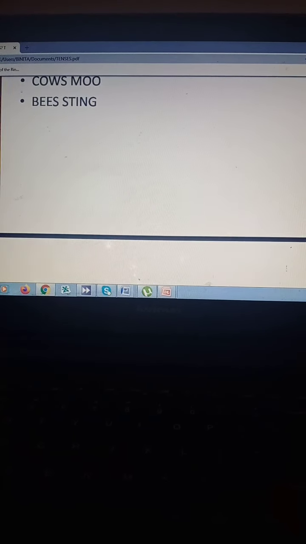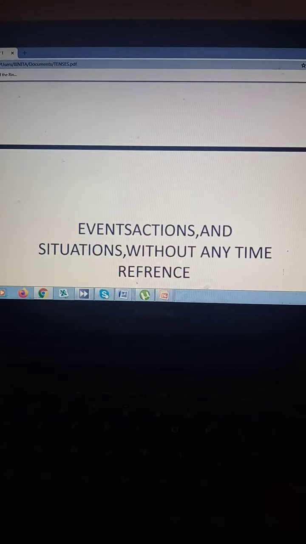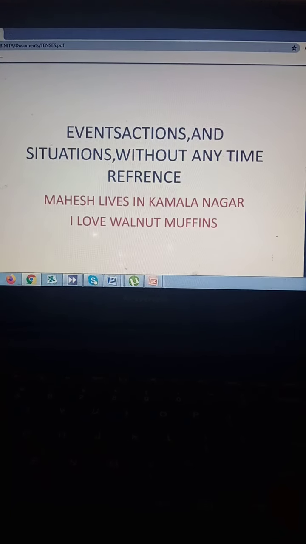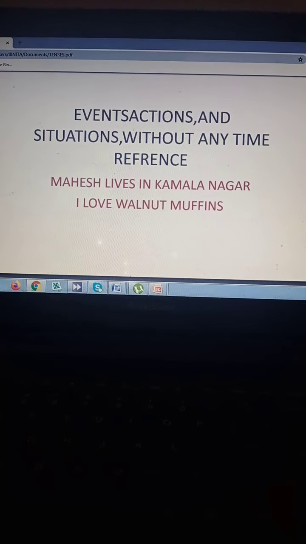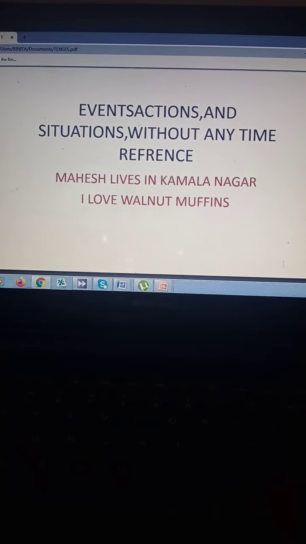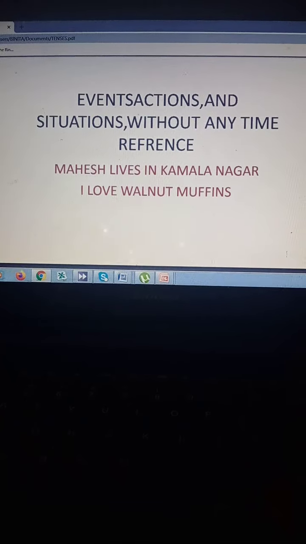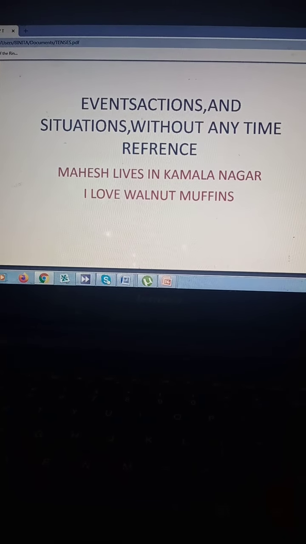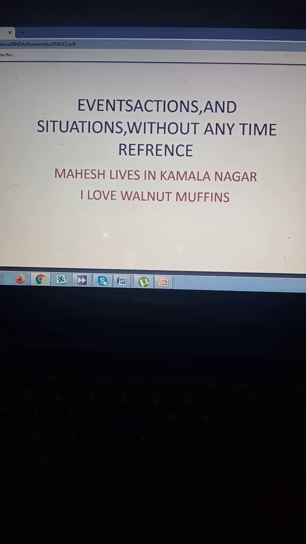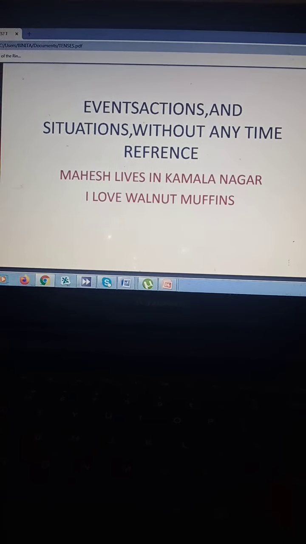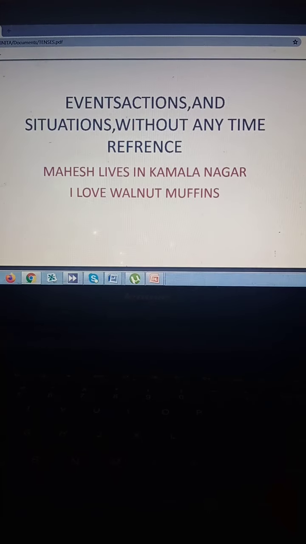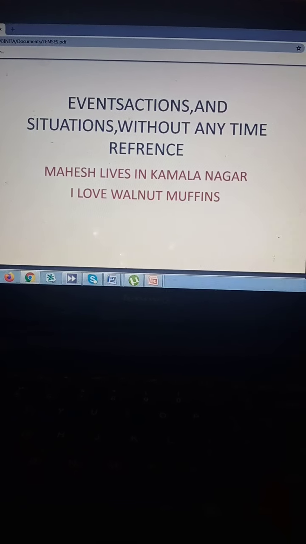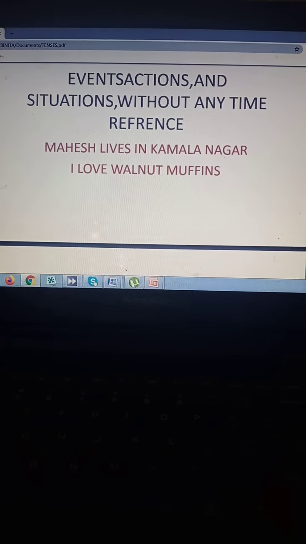Next, events, actions and situations without any time reference. That means any action that is taking place in a situation now, but without any time reference. It is not saying 6 p.m. or 8 p.m. or 10 p.m. When it says that, you cannot say it is simple present tense. But if an action or situation is taking place and we are not referring to a particular time, then the verb used there is in simple present tense.